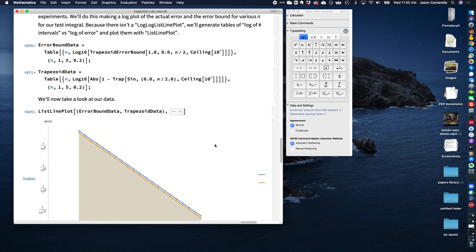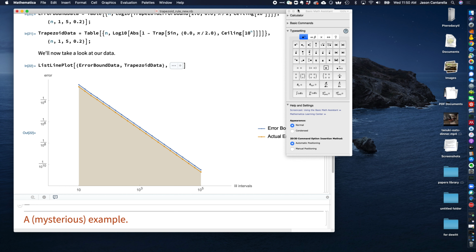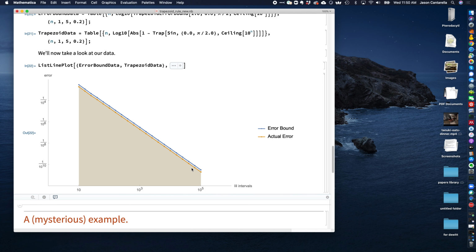Okay, I'll make this window a little bigger and delete the palette because we won't need it right now. You can see that with 10 subdivisions, here's the error bound, here's the actual error. With 10 to the 5th subdivisions, that's 100,000, the error is much smaller. It's down around 10 to the minus 10. And again, as you'd expect, the actual error is less than the error bound.